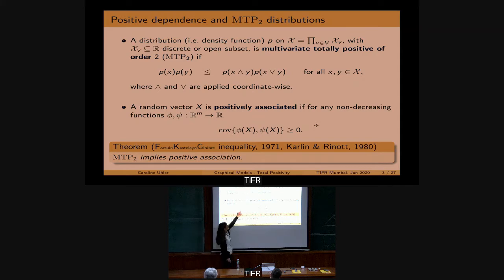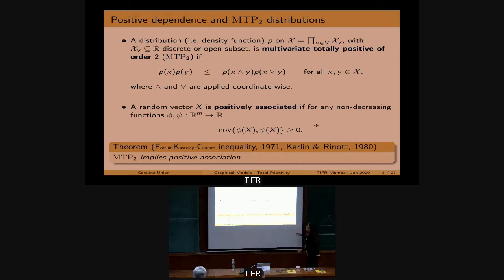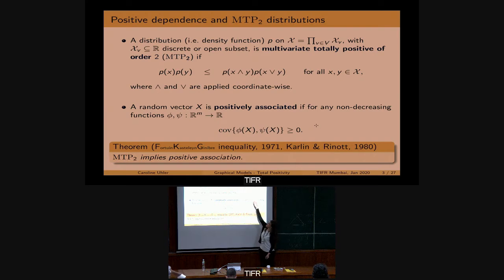A random variable is positively associated if and only if you can take any two non-decreasing functions and the covariance will always be larger or equal to 0. So this is a form of positive dependence. And so why was MTP2 introduced?